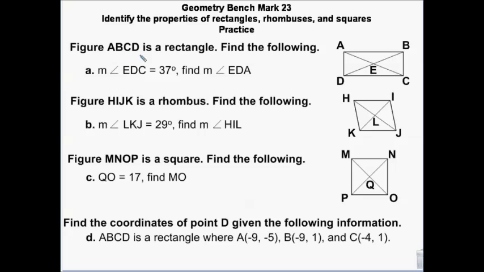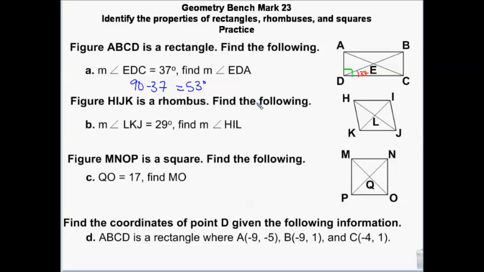So ABCD is a rectangle. EDC is 37. What I know about rectangles is that all the corners are right angles. So I know they're going to add up to 90. So I do 90 minus 37, which is 60 minus 7, which is 53. Good?